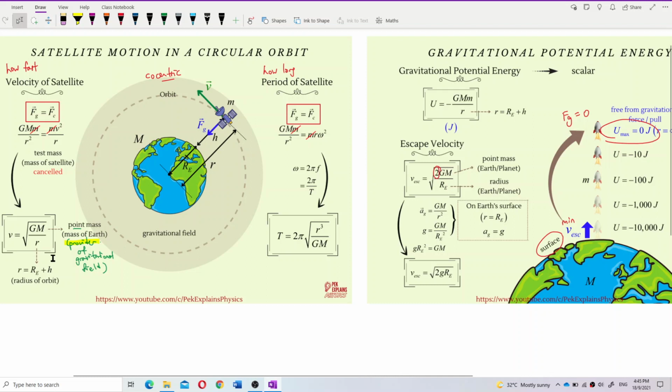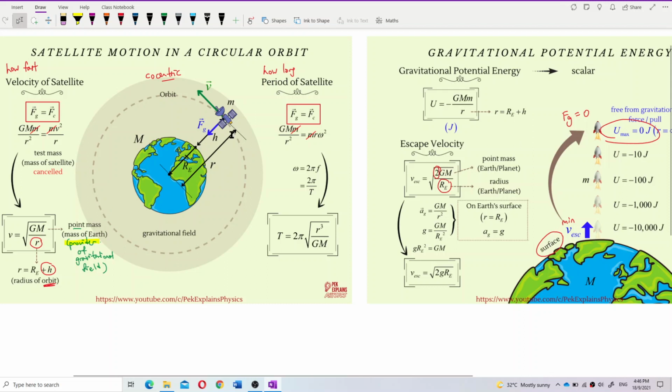Another difference is this one. This one is the radius of the orbit, and this one is the radius of Earth. That means for the orbit, you need to plus h. The distance here is the radius of Earth plus h. But the r here is just the radius of Earth, no plus h, because it escapes from the surface.